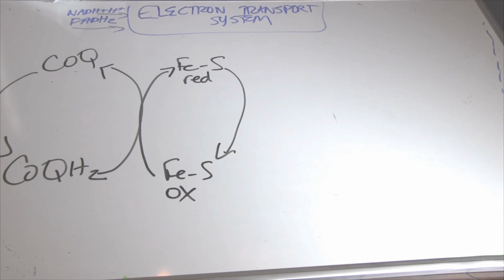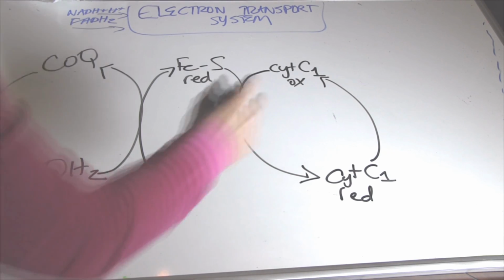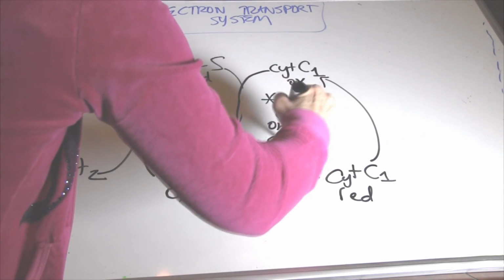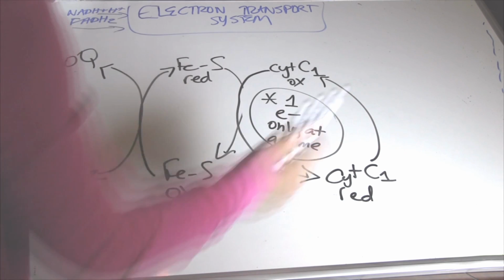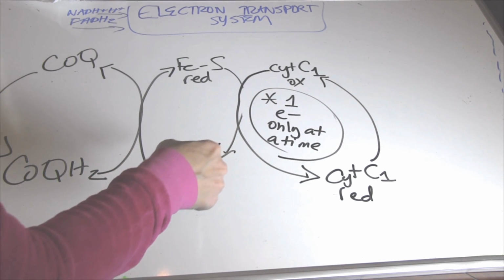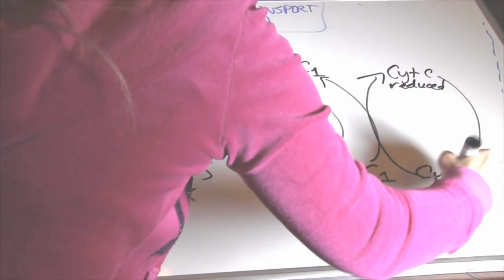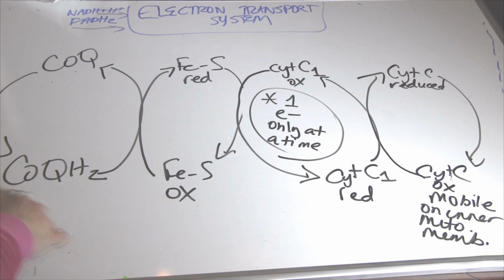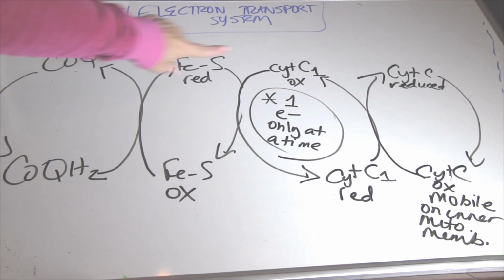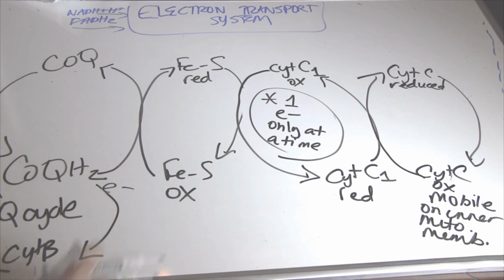We are going to transfer 1 electron to an iron sulfur complex. We are then going to transfer 1 electron only at a time, to cytochrome C1 oxidase, or cytochrome C1. Cytochrome C1 is going to give it to another mobile carrier. Okay, this is a mobile. So let's go over this. Here we have a coenzyme QH2. It is going to drop off. 1 electron is going to go this route. Another electron is going to go to the Q cycle.